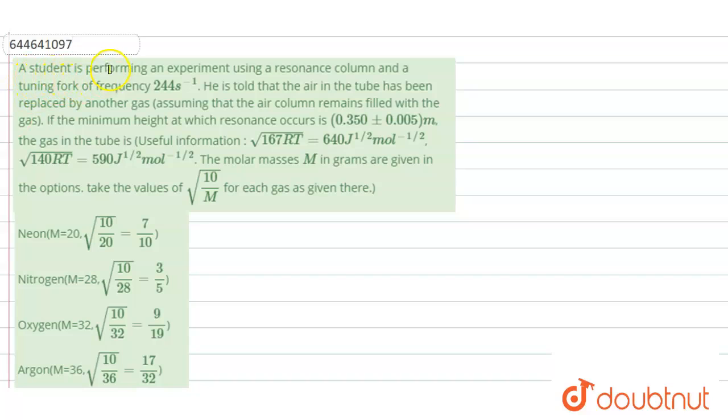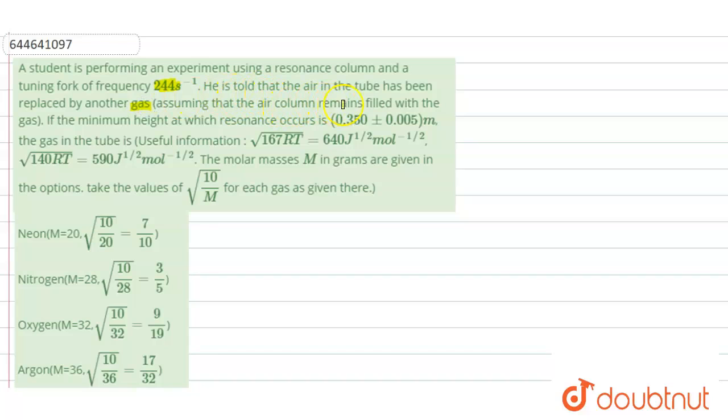Hello everyone, let us try to solve the given problem. The given problem says a student is performing an experiment using a resonance column and a tuning fork of frequency 244 Hz. He is told that the air in the tube has been replaced by another gas. Now he was performing a resonance column experiment with a tuning fork and air was filled in it, and now he has been told that the air in the tube has been replaced by any other gas.